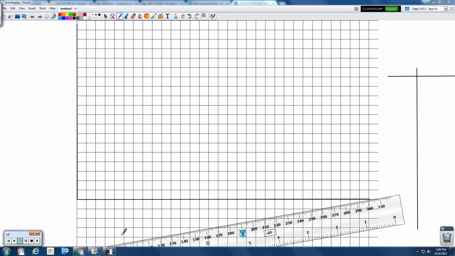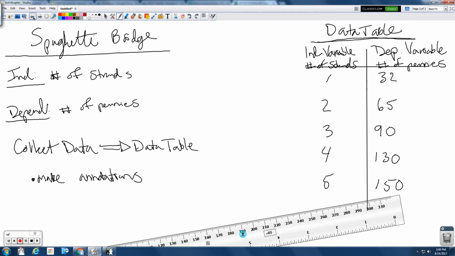Okay, welcome. We're going to look at a little bit of a review for what we did in class with our spaghetti bridge lab. We talked about dependent and independent variables, controls and constants. For our spaghetti bridge, we said that our independent variable, what we were controlling, was the number of strands of spaghetti, which is going to go on our x-axis by default. And on our y-axis, the dependent variable, the number of pennies, which was representative of the weight that the bridge could hold, that's going to go on our y.